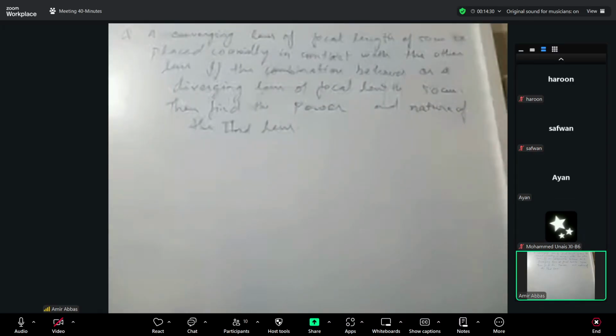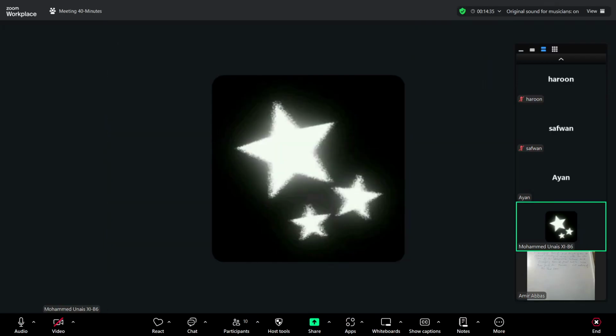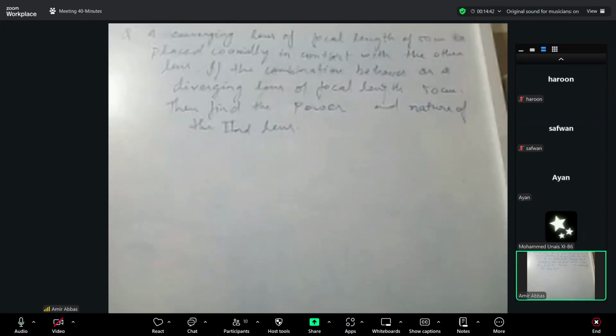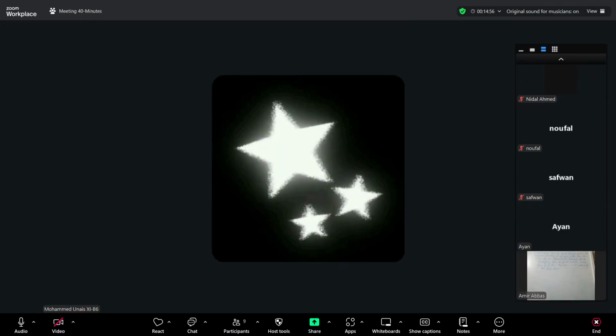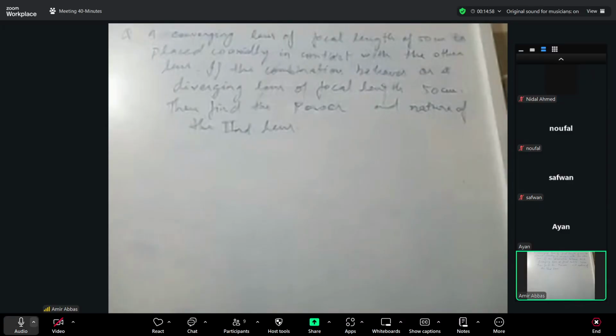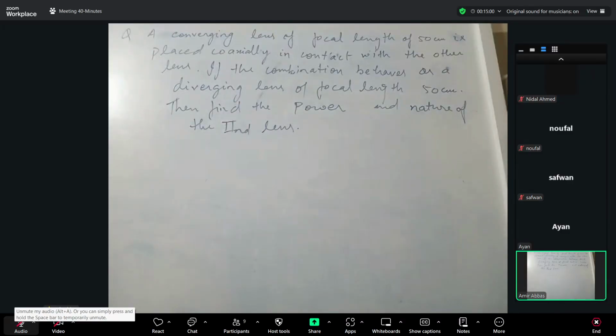What the power is coming? Nature of the lens? That is it, minus 40. No, minus 4, minus 4 diopter. Yes, and what is the nature? It is diverging. Yeah, very good. It is a diverging lens and power is minus 4. Very good.